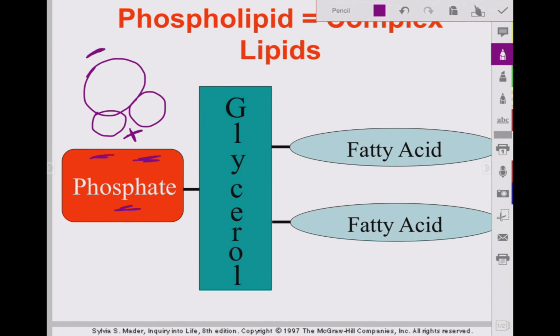So now what we've got by putting a phosphate group with glycerol in place of one fatty acid is something that can interact with water and part of the molecule that doesn't like water. So this side is water loving. And this side doesn't want anything to do with water because it doesn't have any charged ends. So it will face away from it.